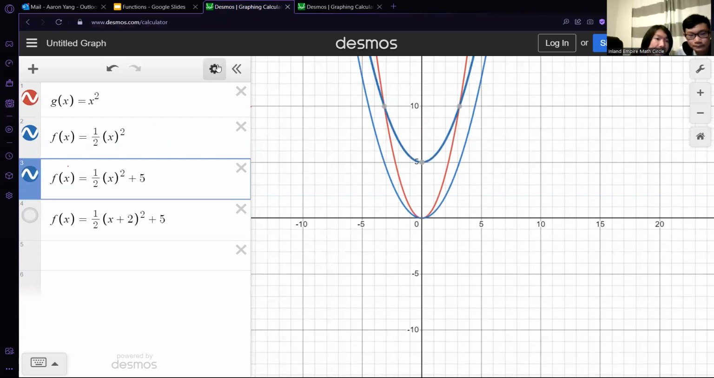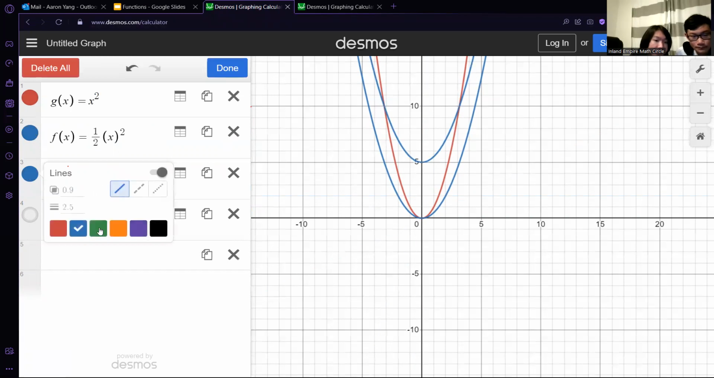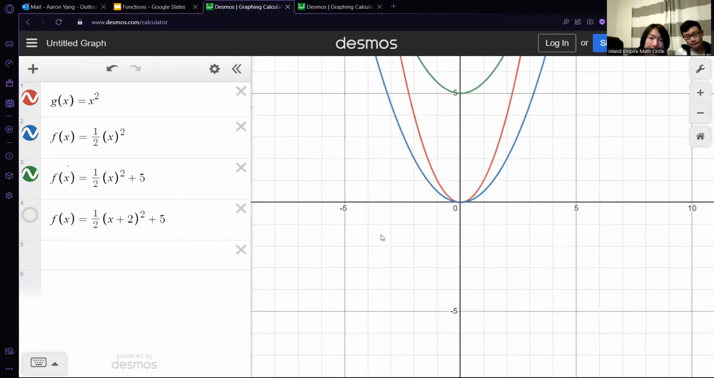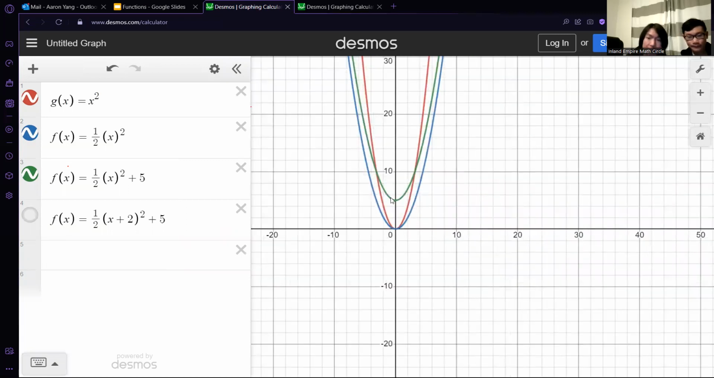So let me change the color again. I have them all in different colors. So going down the line, we first started with the red, now we're going to the blue. Now we're at the green. So you can see this green one here sort of higher up. So do you understand why that is true?